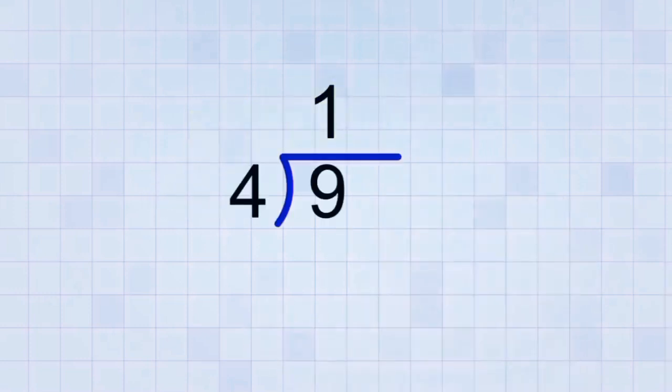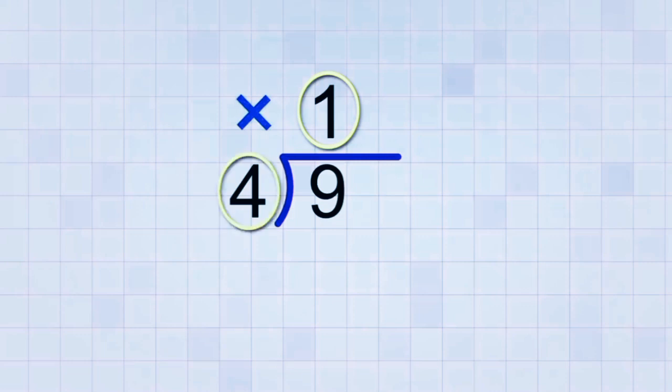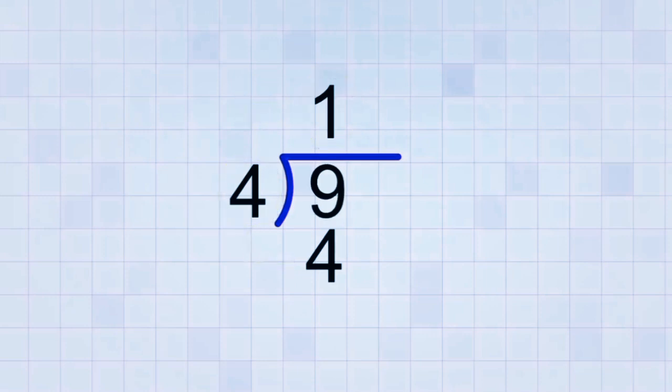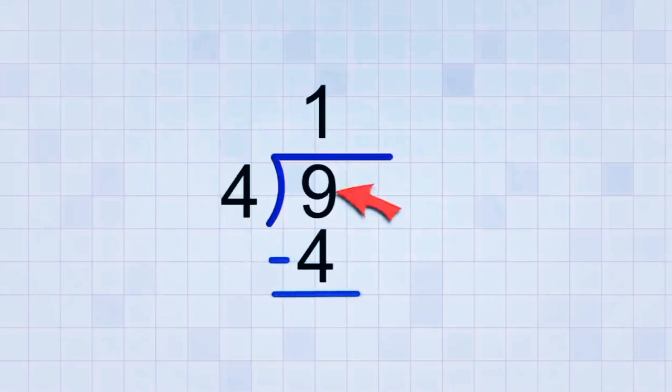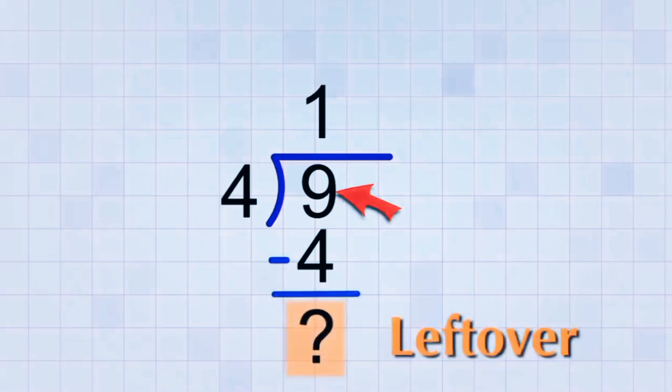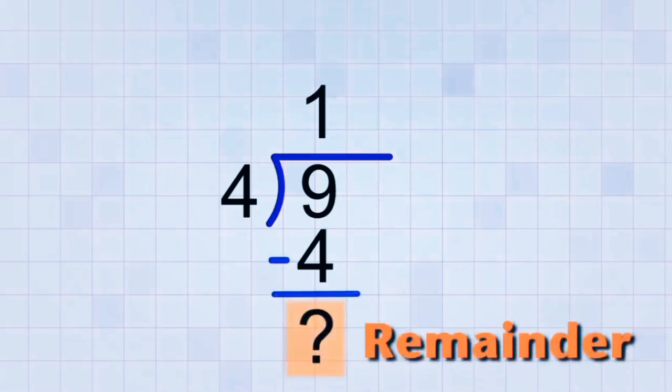Well now, the next step in the procedure is to multiply that answer I put there, the 1, by the number of groups out front here, the 4. And I write the answer to that multiplication down below the number I'm dividing up, the 9. I do that so I can subtract that amount from the 9 to see how much I'm going to have left over, to see how big the remainder will be. And when I do that, I see that 9 minus 4 will give me 5.